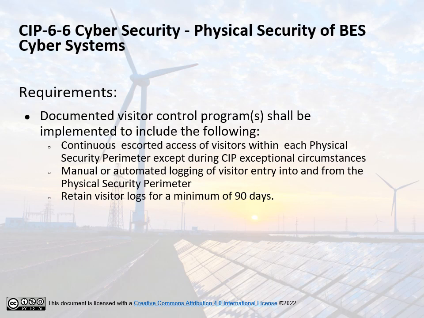CIP 6-6 Physical Security of BES Cyber Systems. Requirements: documented visitor control programs shall be implemented to include the following: continuous escorted access of visitors within each physical security perimeter except during CIP exceptional circumstances, manual or automated logging of visitor entry into and from the physical security perimeter that includes date and time of initial entry and last exit, visitor's name, and the name of an individual point of contact responsible, except during CIP exceptional circumstances. Retain visitor logs for a minimum of 90 days.